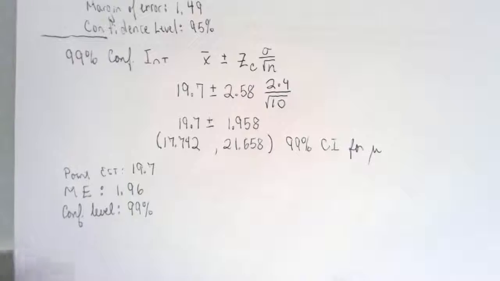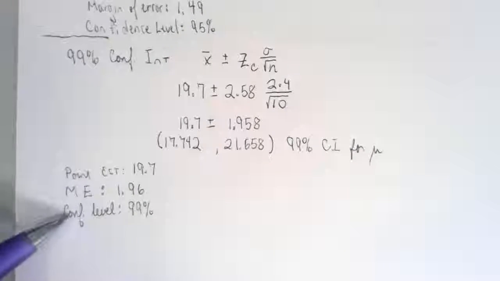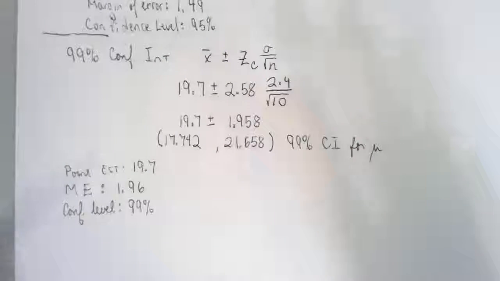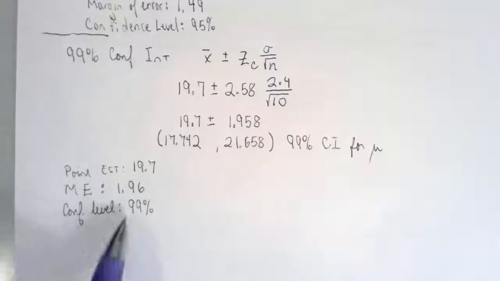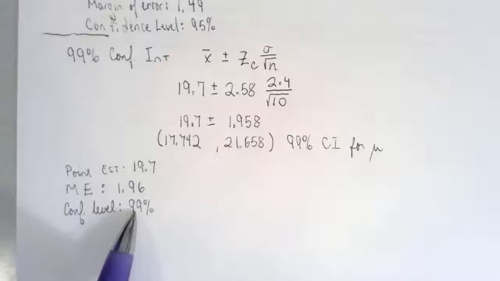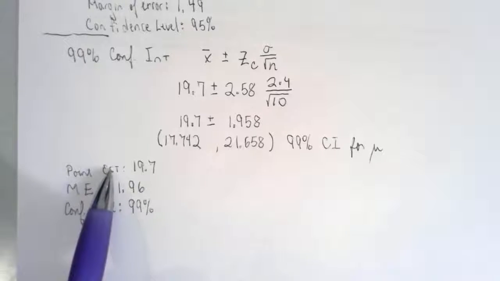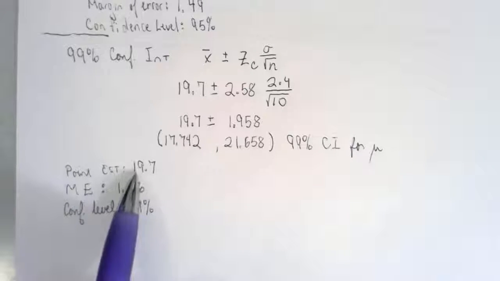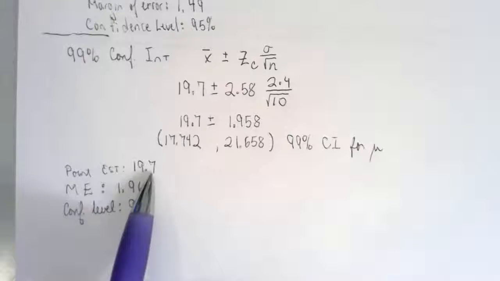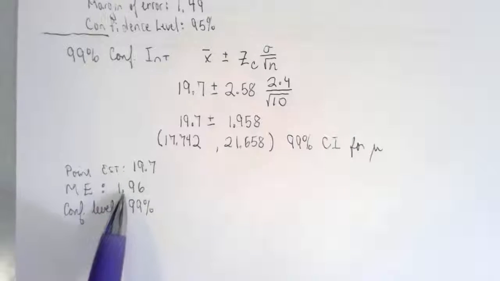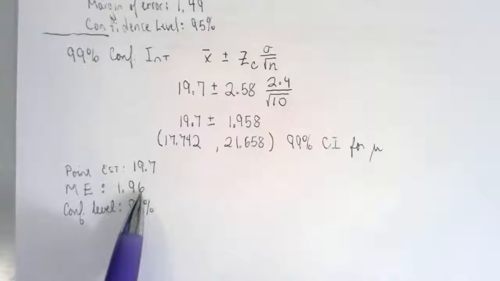We could also make our summary statement from the point estimate, margin of error, and confidence level. And a good quick way of saying it would be this. We are 99% confident that the mean of the whole population is approximately 19.7 and that our error is no more than 1.96.